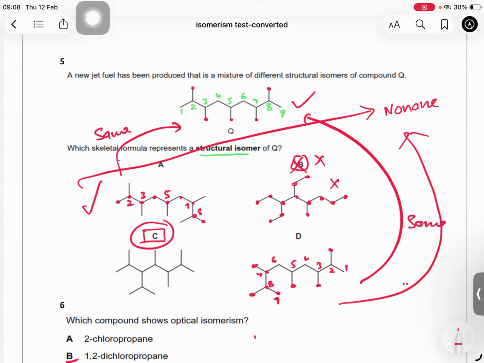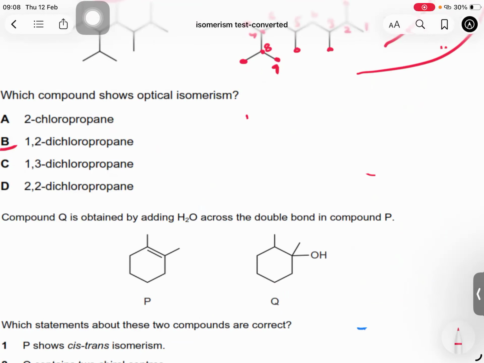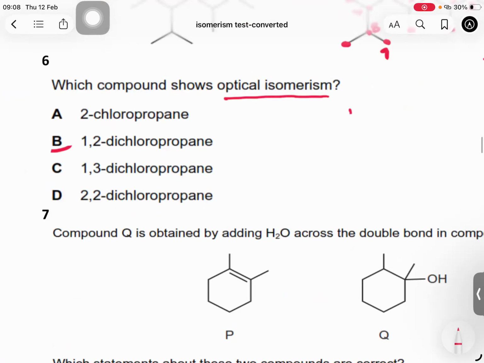Okay. Number 6. Which compound shows optical isomerism? For optical isomerism, we know that the compound should have a chiral carbon. So at first, I started drawing them one by one.